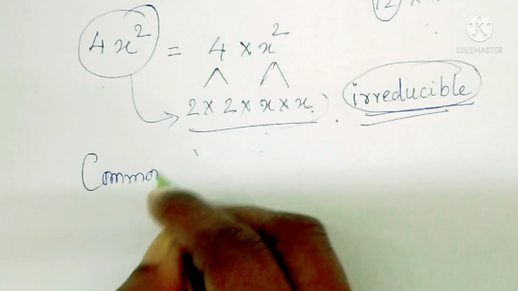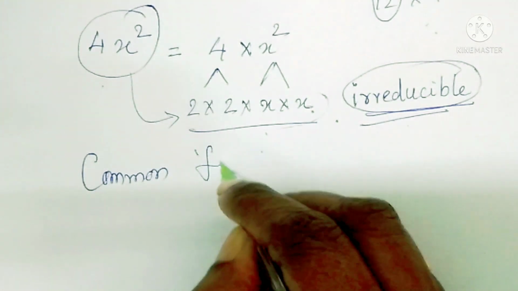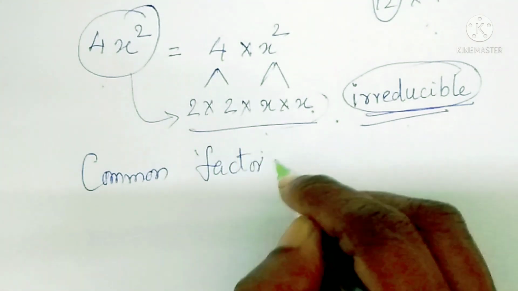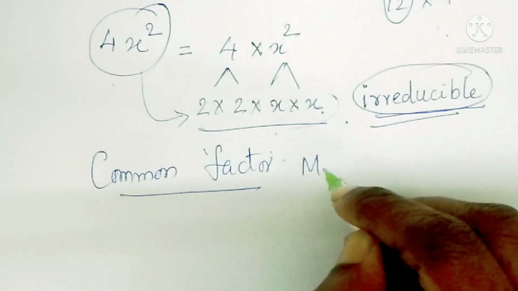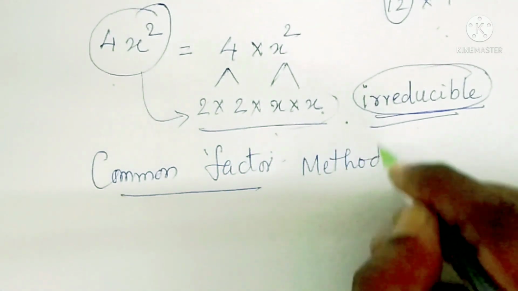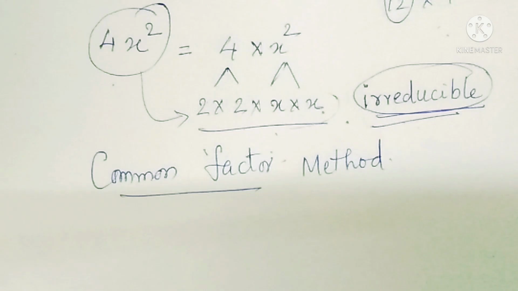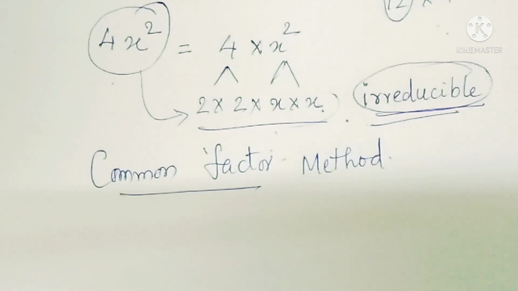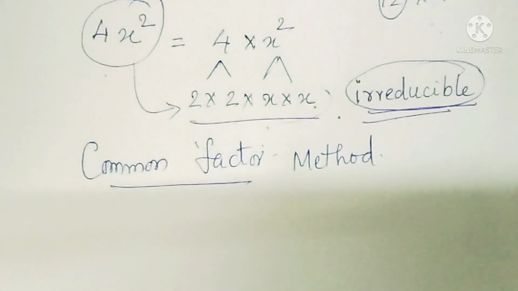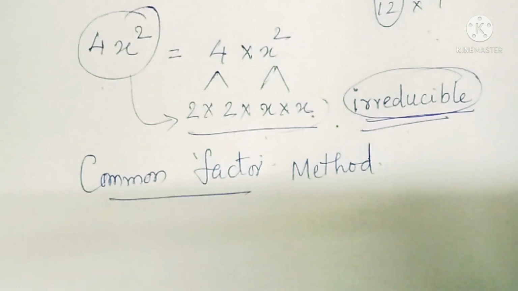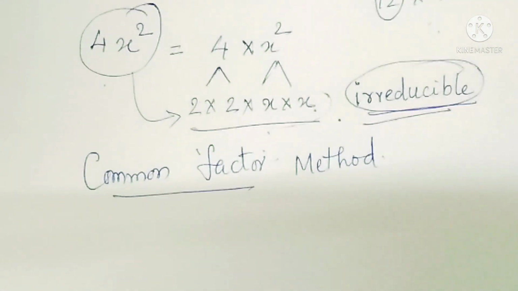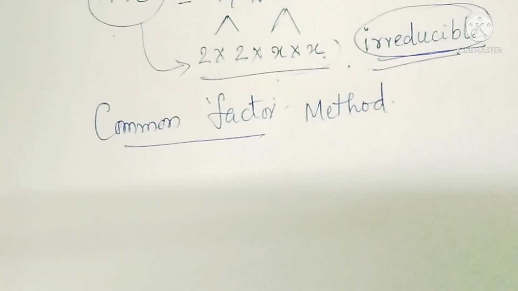Common factor. That means from the given expression, we find the factors of all the terms separately, and from the terms we will see which factor is common. Common means which is coming in all the terms. So, that we need to take out. That method is called common factor method.